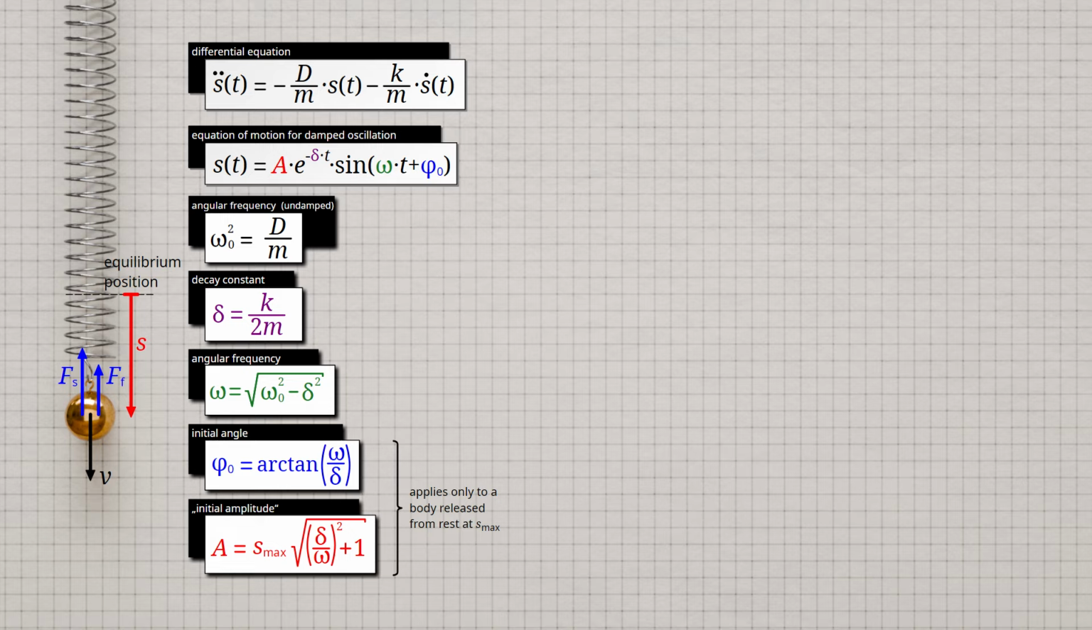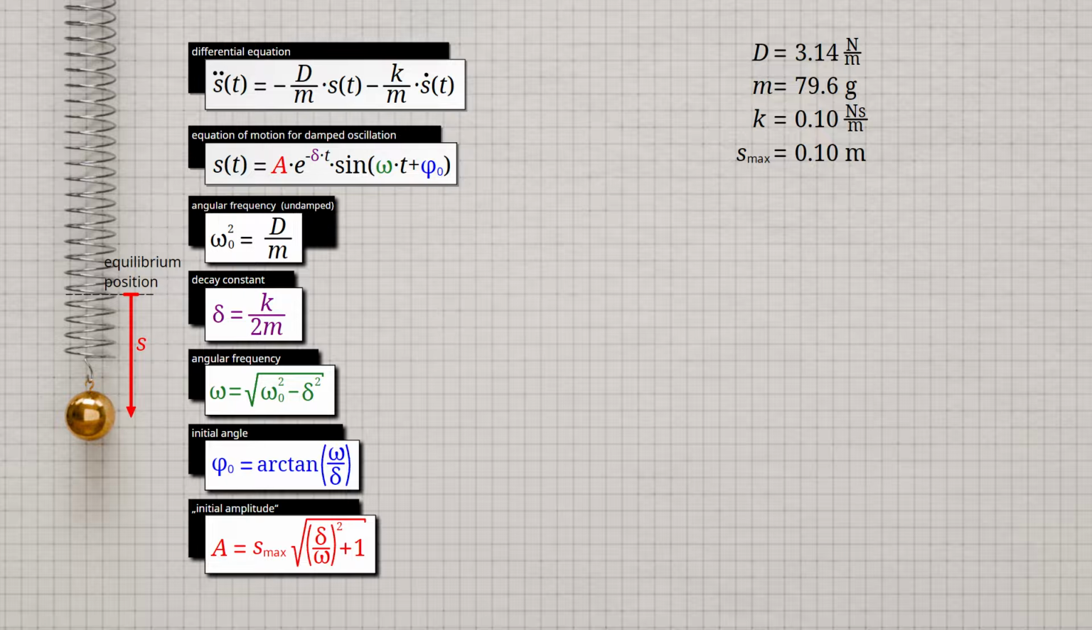We have now determined all quantities that are required to describe a damped oscillation. Let us consider an example. A spring has a spring constant d equal to 3.14 newtons per meter. Attached to it is a sphere with a mass m equal to 79.6 grams. The mass of the spring can be neglected in comparison to the mass of the sphere. The damping constant is k equal to 0.1 newton-seconds per meter. The sphere is displaced from the equilibrium position by the distance Smax equal to 10 centimeters and then released.